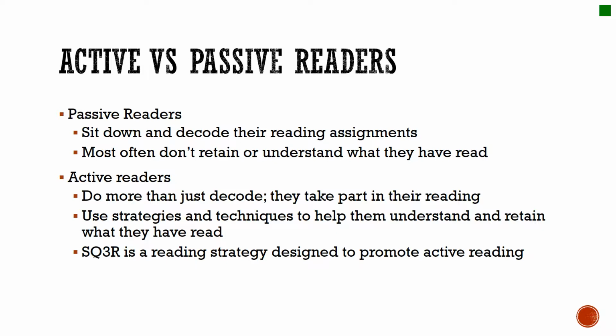Passive readers sit down and decode what they are reading. You say, what does decode mean? D-O-G. What does D-O-G spell? We all know it spells dog. How do you know it spells dog? Because at some point you learn the alphabet, you learn sounds associated with each letter of the alphabet, and then you learn how to blend those sounds to form words. And that's what decoding is.